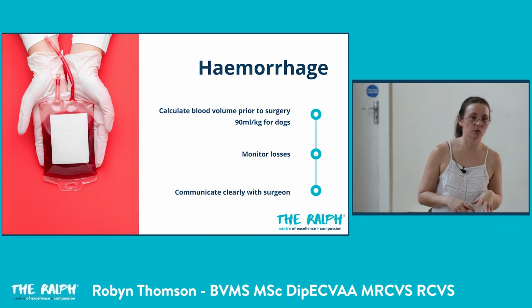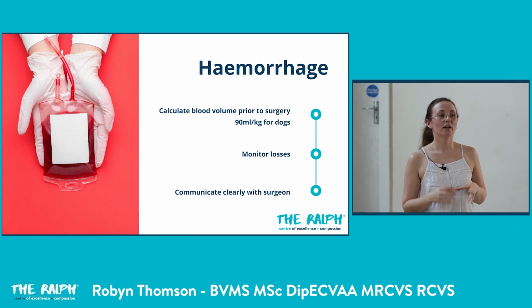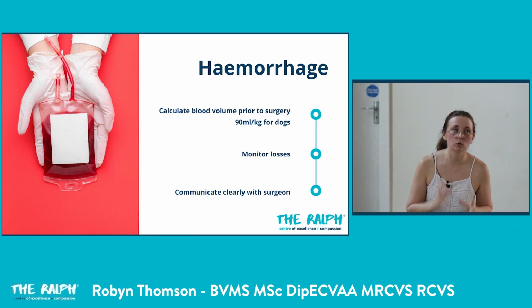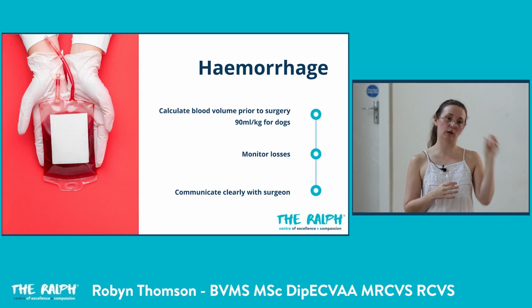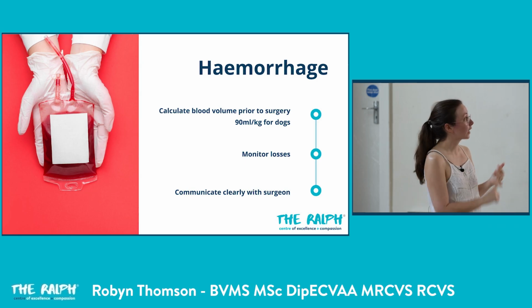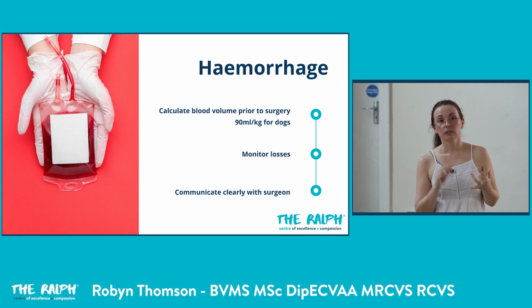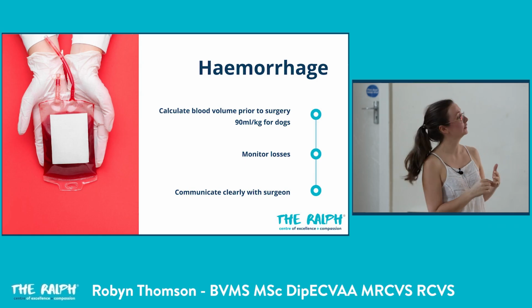Hemorrhage. Okay, so although it is lower risk, it is still a possibility, and because we have a dog that is already volume behind, hemorrhage could have quite a profound effect on this patient. So calculate your blood volume prior to surgery. So for dogs, it's 90 mils per kilo. For cats, it's about 55 to 60 mils per kilo.